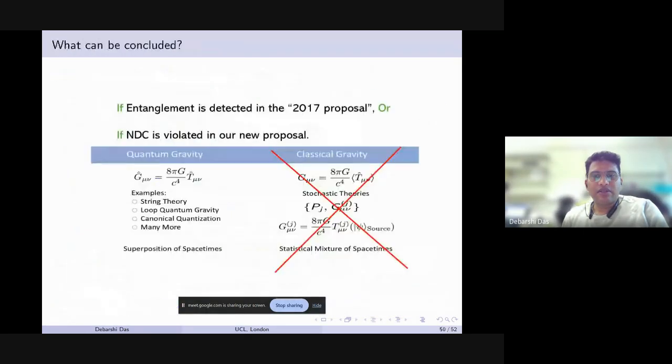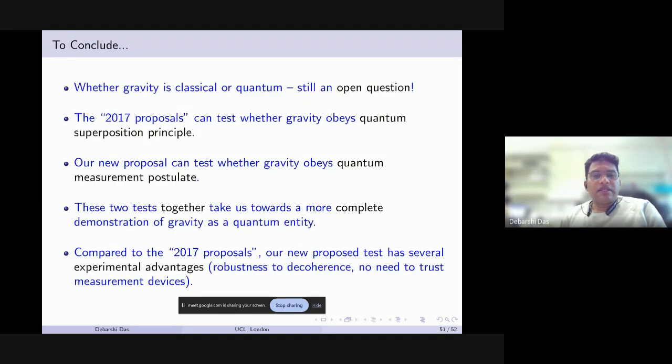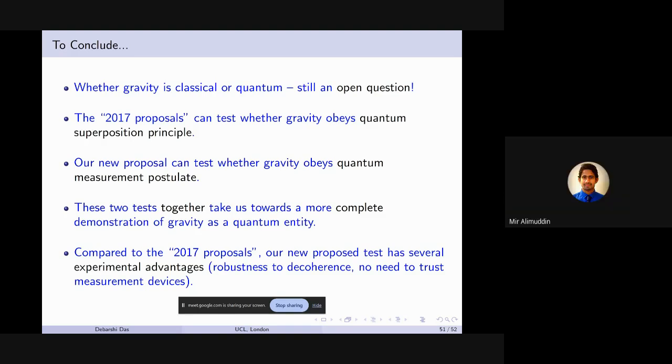So let me conclude. If entanglement is detected in the 2017 proposal, then it will rule out all such classical theories of gravity. The odd part I'm not telling now because I will tell it in my next talk. It does not tell which quantum theory of gravity is correct, but it will at least rule out all such possible classical theories of gravity. So this is the main essence of the 2017 proposal, or our new proposal that I will present later. So whether gravity is quantum or classical is still an open question. We don't know.